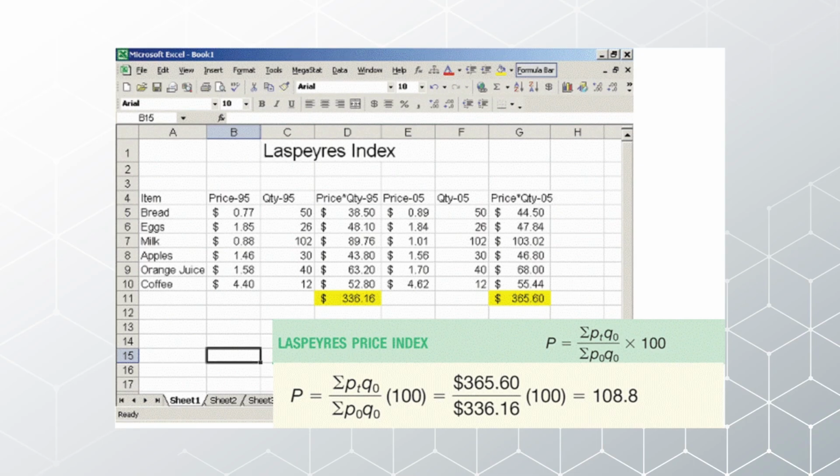So we see in yellow color the total of the old year is 336.16, and the price and quantity multiplication is coming to 365. So this is sigma Pn Q0 divided by sigma P0 Q0, and when we put it in the formula format, the value comes to 108.8. So this is called the Laspeyres price index and it is calculated this way.